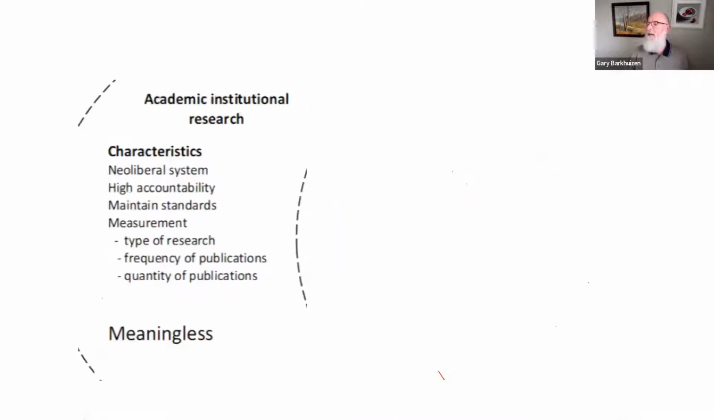So here, the academic institutional research, the characteristics of this is the neoliberal system that she keeps referring to, where there's high accountability, where you have to maintain standards that the university or the institution sets for you. And these are measured. The types of research you do, high impact factor journals, for example, the frequency of publications, the quantity, how many. And she finds this research meaningless. This is a word she used. This is meaningless research as far as she is concerned.